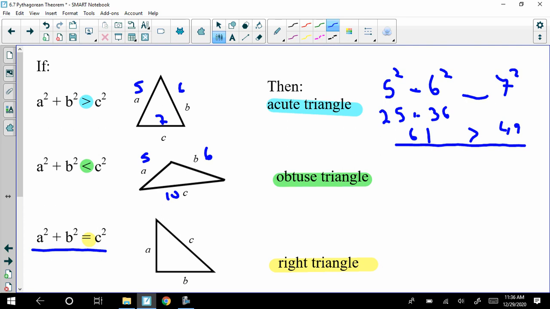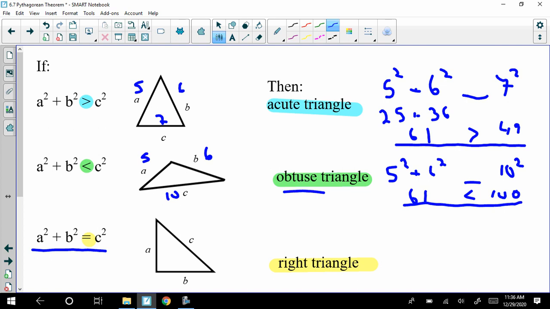I know that third side has to be less than 11, so let's go with 10. Well, let's do the same thing. 5 squared, the two smaller sides, plus 6 squared. Compare that to 10 squared. Well, we know 5 squared plus 6 squared is 61. Well, 61 is less than 100. That means I'm going to have an obtuse triangle.